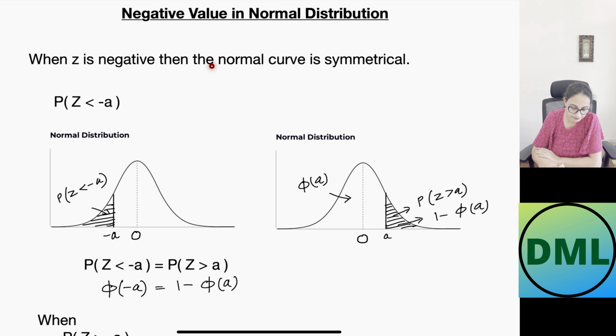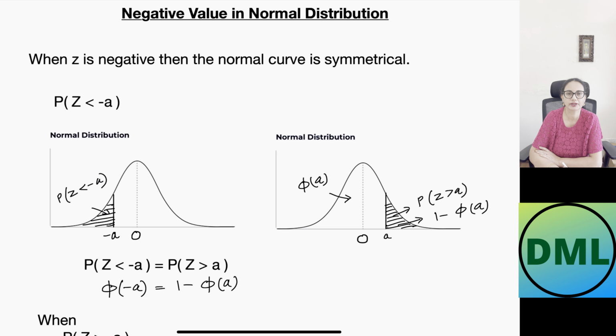When z is negative, the normal curve is symmetrical. We know that the normal curve is symmetrical about the mean 0. If we take the negative value of z, that will be symmetrical to the same positive value. Probability of z less than minus a. This is our normal distribution curve, symmetrical about the mean 0. I took the negative of a, that means the value is negative, so it will go below 0. Suppose my value lies here at minus a and I am talking about less than minus a. This shows that I am talking about this part of my answer.